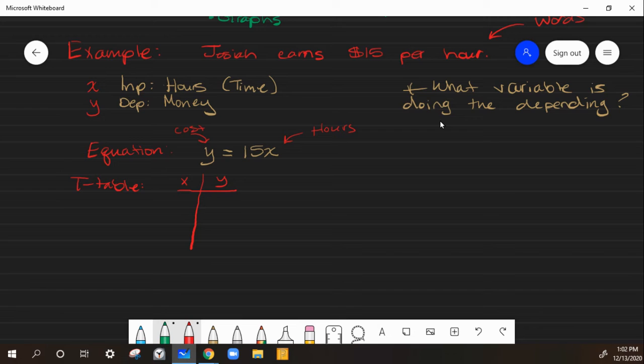So for instance, what if I'm curious, if Josiah works 0 hours, how much money will he make? Oh, $0. What if he works 1 hour? How much money will he make? Oh, 15. It's pretty logical, Mrs. Warren. If he works 2 hours, how much money would he make? Well, $30. And in theory, I could keep going forever. But I don't have time for that. Neither do you. So again, you're seeing X is the hours, Y is the cost. Seeing that relationship is so important.